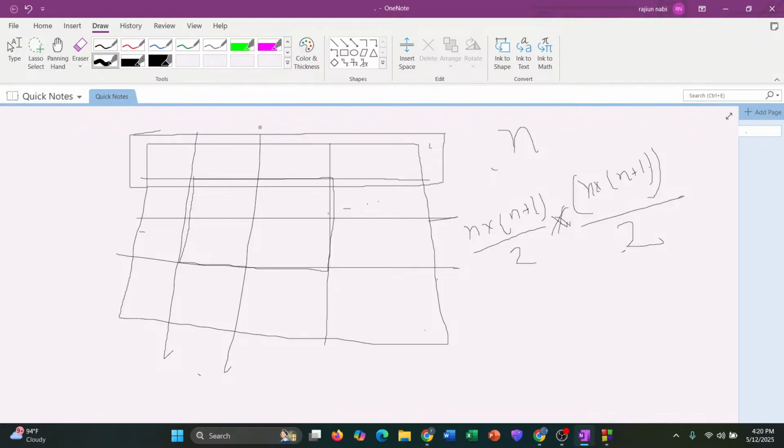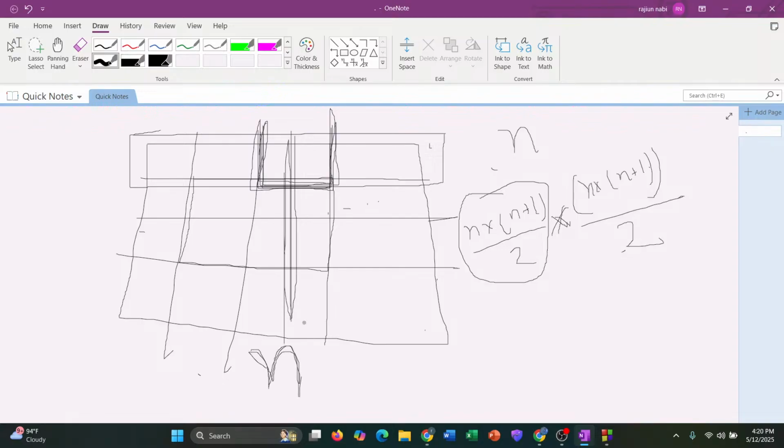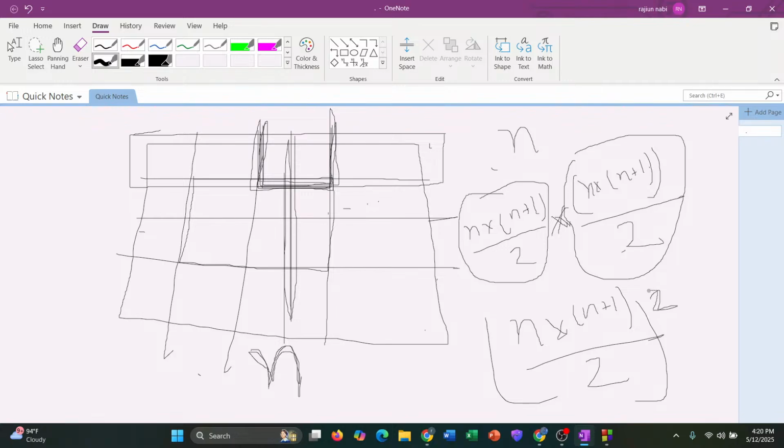So suppose this is a possible combination of the first subarray. We can also divide it into like this. This is also size n, so this will be also n into n plus 1 divided by 2 parts, right? So the total number of subgrids is n into n plus 1 divided by 2, squared. This is the total number of subgrids possible.